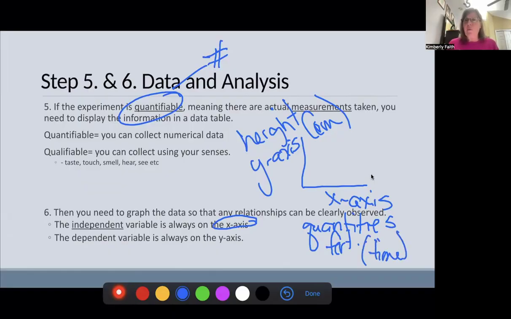So this is where we really need to understand graphing and how to represent our data. We need to understand what kind of graph to use. Would you be using a bar graph? Would you be using a line graph? So those are things that we need to work on this semester as well.